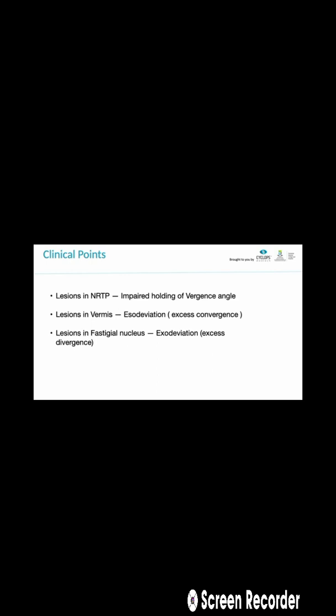Whereas in the lesions of the fastigial nucleus, the opposite happens. You will find the exodeviation. There will be excess divergence because the Purkinje cells which are in the dorsal vermis, which respond for the far response, which discharge during far response. For far response, you will need to have divergence. So excess divergence will be there in cases of the lesions of the fastigial nucleus. So with this, we conclude this section. Thank you.